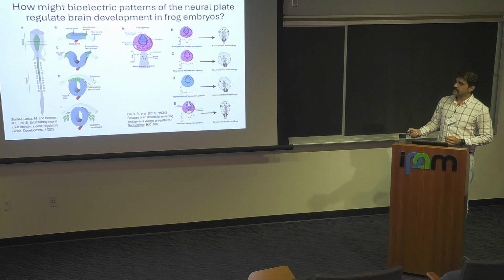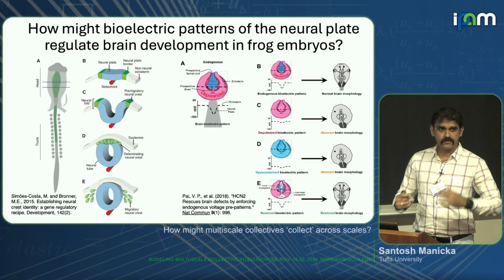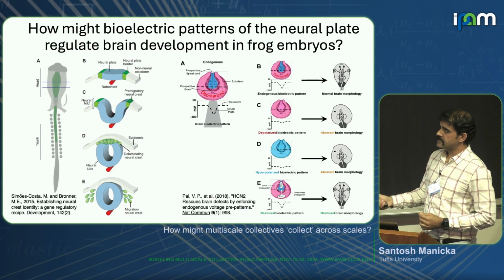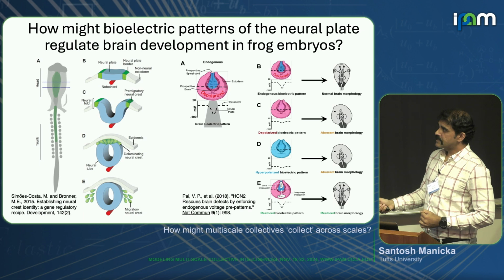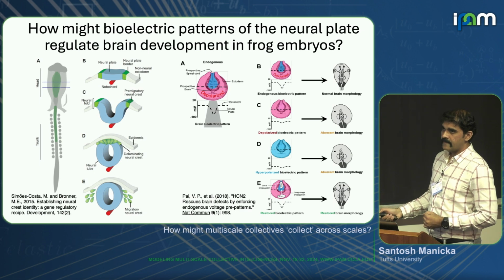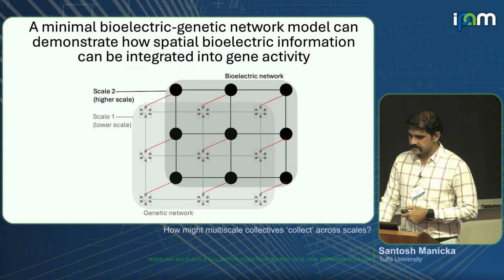It turns out that the neural plate has to have this V-shaped bioelectric pattern. The flanking regions of the tissue have to be depolarized, close to -5 millivolts, and the middle portion of the tissue should be hyperpolarized. There has to be this V-shaped pattern in order for the embryo to develop a normal brain. If you mess up the pattern, say if you flatten the entire pattern to being completely depolarized or completely hyperpolarized, then you get developmental defects. So we wanted to model this problem.